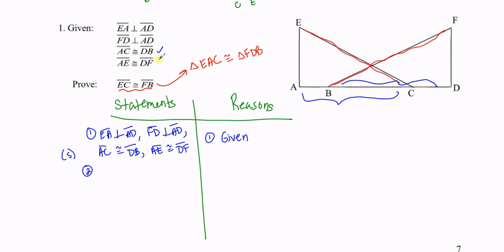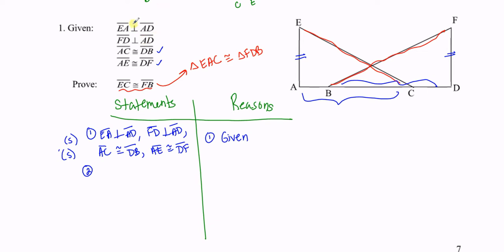The other piece of information regarding congruent segments is that AE is congruent to DF. I'm going to mark it in my diagram, and again, that's a pair of sides in the two triangles we're trying to show are congruent. So I already have two S's towards side angle side. The remaining pieces of given information we're going to need to do a little more work with.